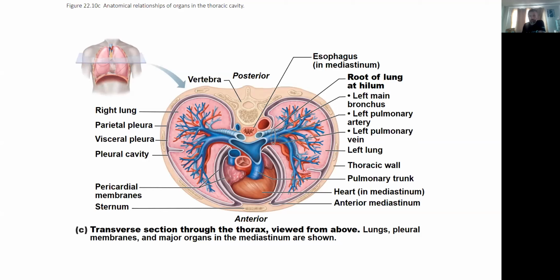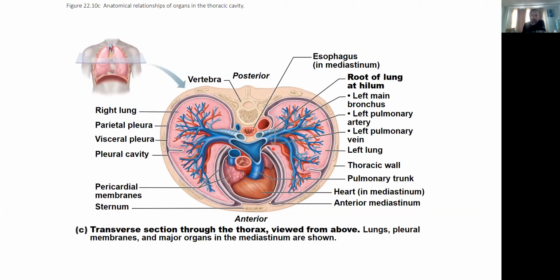Have been removed, I guess I should say that. And we're looking down. And so here is the lung. This is the left lung right here, okay? And this spot on the lung where the primary bronchi, the pulmonary arteries, the pulmonary veins, all of these things are coming and going, that's the hilum of the lung, okay?